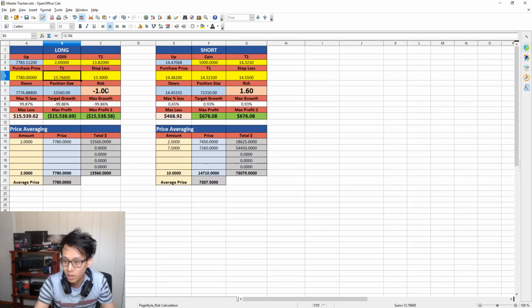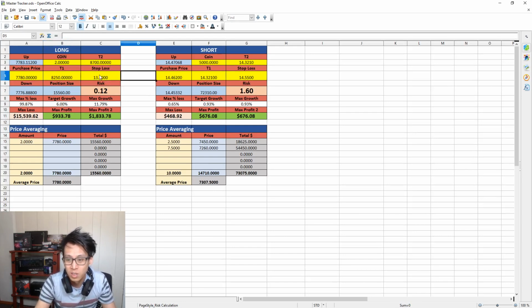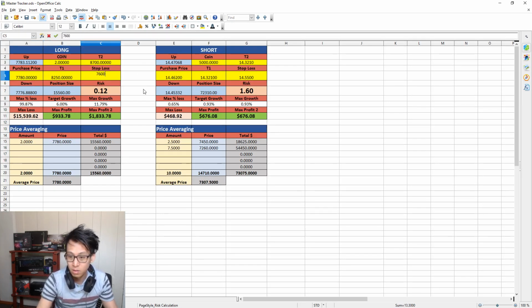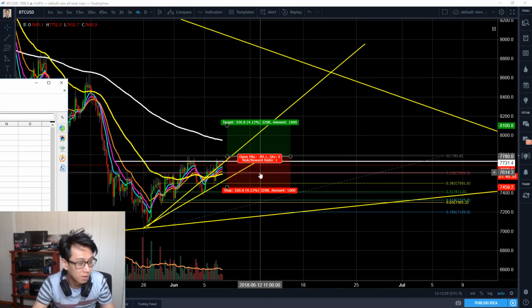Yeah, let's go for like 8,700, and then a more conservative one like 8,250. So your stop loss is going to be around 7,600 right here. That's a pretty good stop loss, 7,600, right?